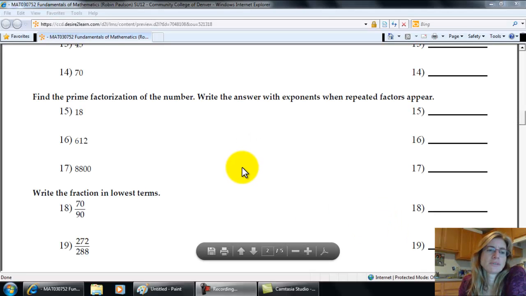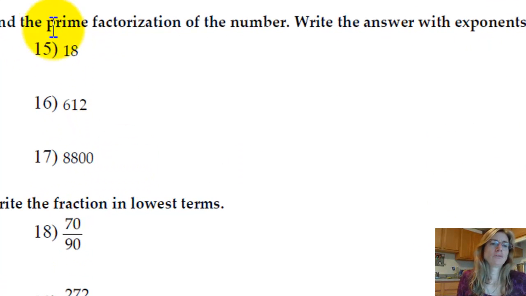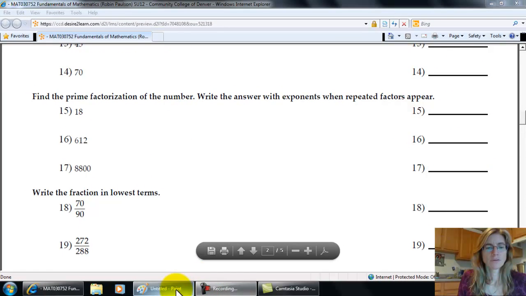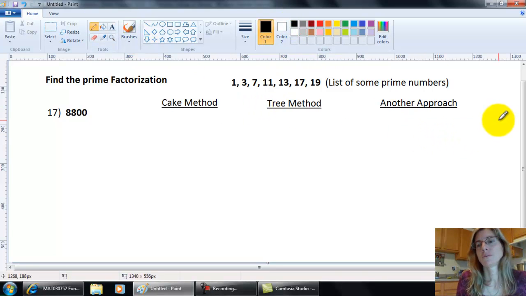Now I'm going to work on problem 17, and this is still test 2 review. I'm doing prime factorization. We're going to find the prime factorization of 8800. I'm going to use the cake method or the tree method and another approach. So if you've already watched some of these prime factorization videos, I'm going to start with the other approach, and you can see how that works first.